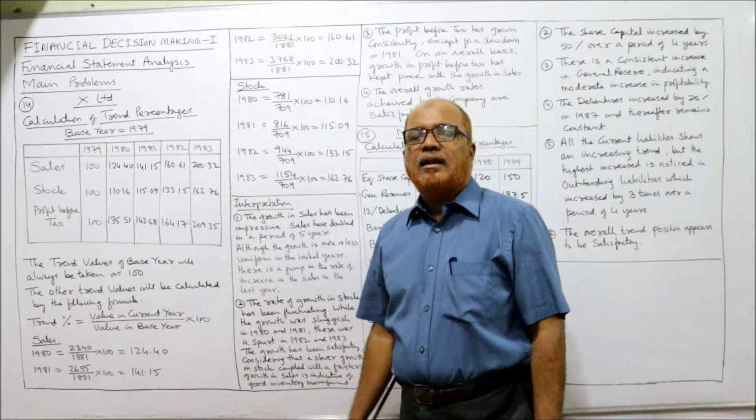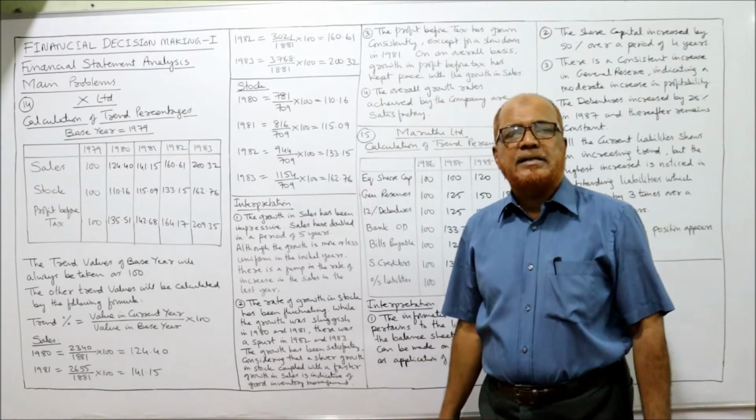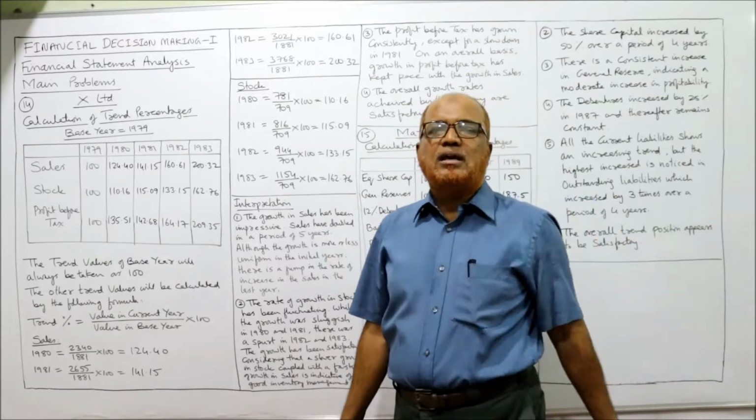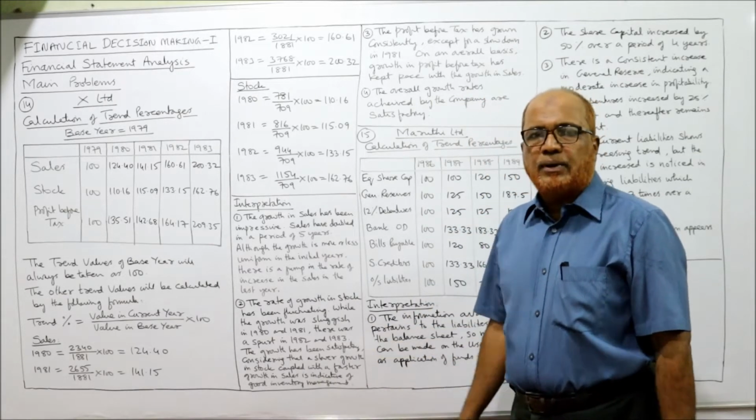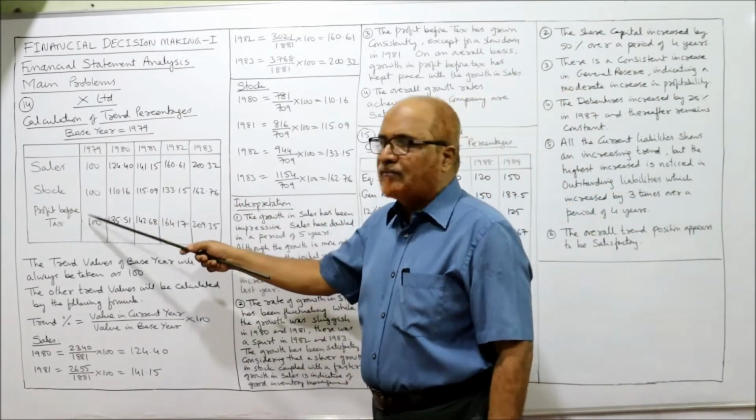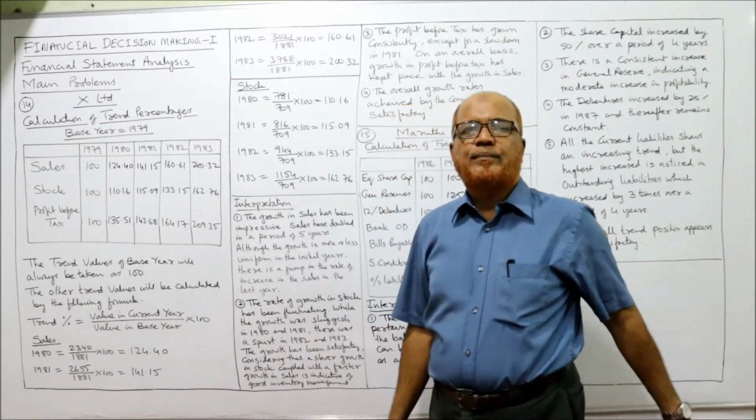This is the calculative part of trend percentages. Now it is asking you to give the interpretation also. So how to give the interpretation? One by one we have to interpret. First I am interpreting about the sales.